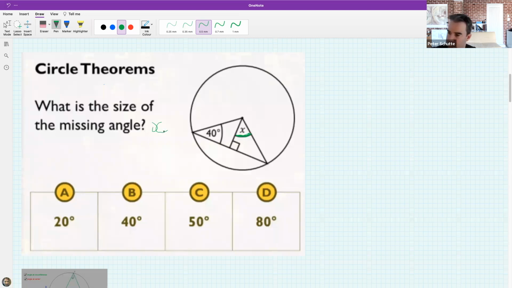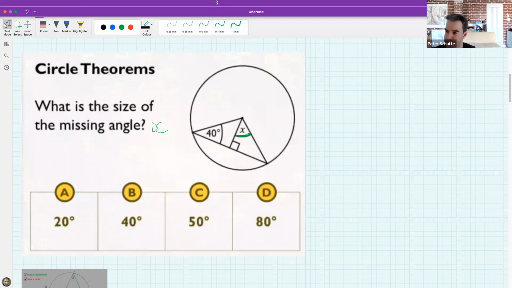I think they meant to say X. Is it A, B, C, or D? Okay, I see a couple of B's and I see a couple of C's.